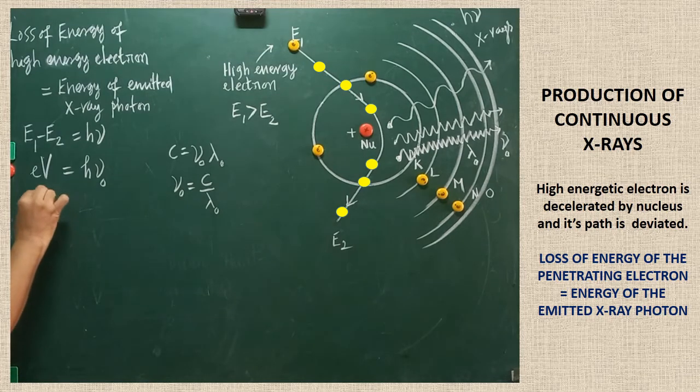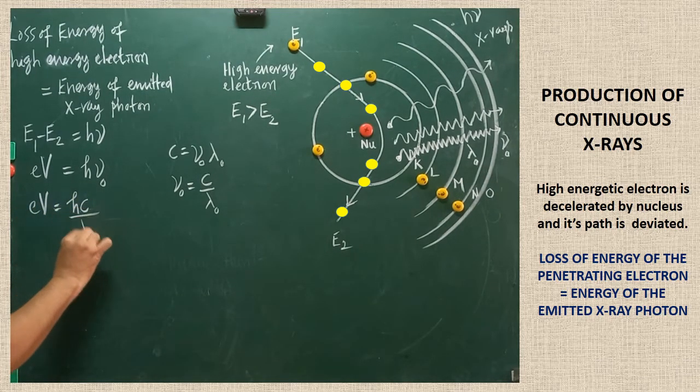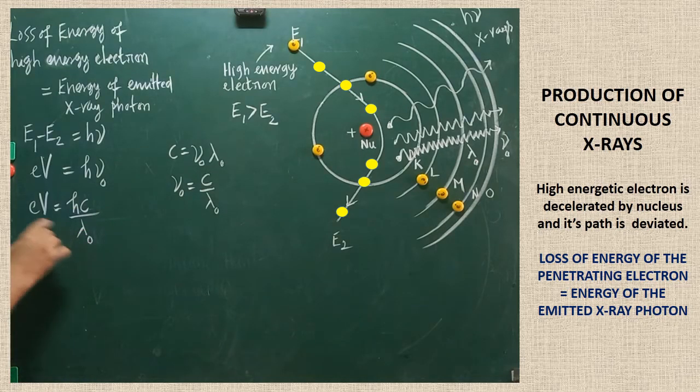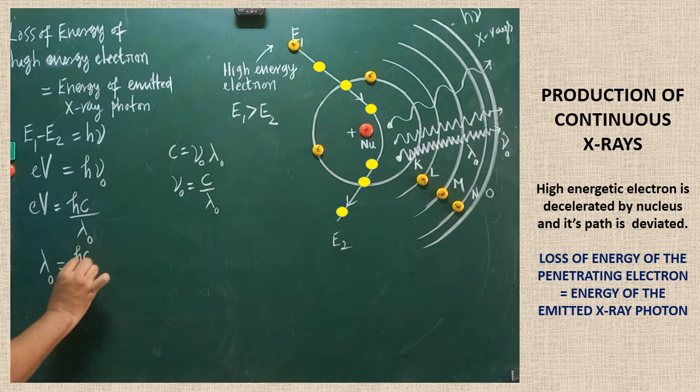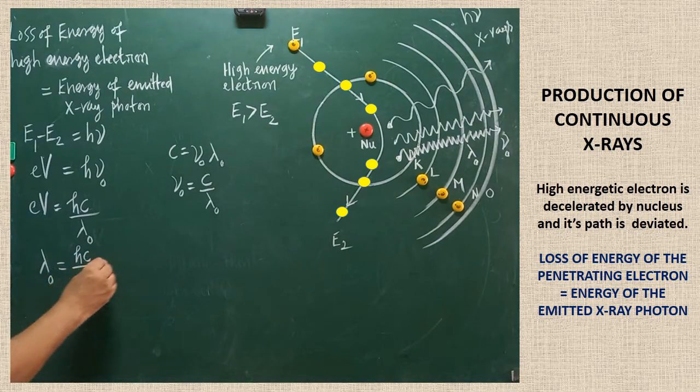Substitute here. eV is equal to h c by lambda naught. From there, we can obtain the expression for cutoff wavelength. Lambda naught is equal to, cross multiplying, hc by eV. Here you should know what are h, c, e and V. h is Planck's constant, c is the speed of the X-rays, e is the charge of the electron, V is the accelerating potential which is applied between cathode and anode. So this is the only variable factor.